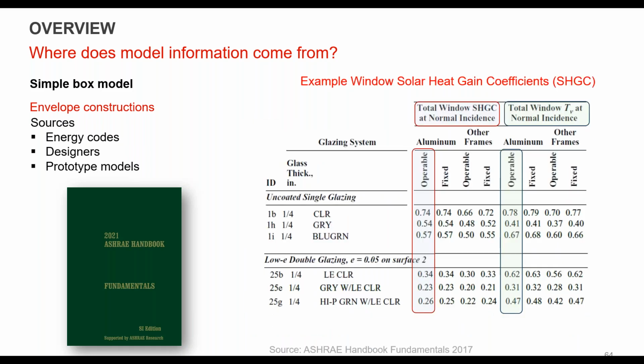Same thing goes for solar heat gain coefficients in the Handbook of Fundamentals. There's a list for different window types. So yeah, you could be looking at energy code, or an energy standard like ASHRAE 90.1, or Fundamentals. Prototype models also have similar constructions and fenestration assemblies as you would find in the energy code.